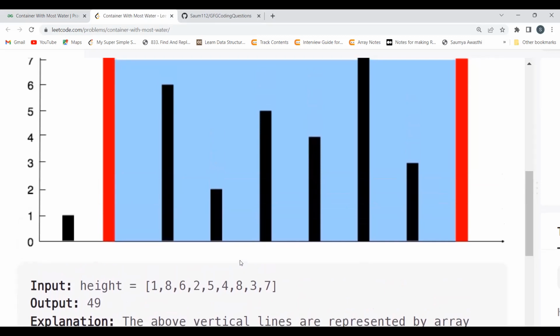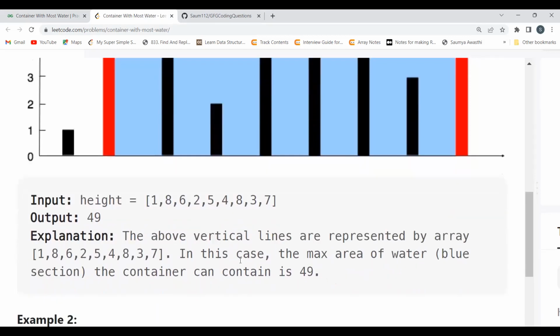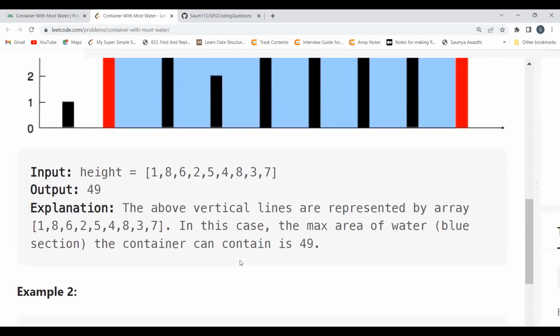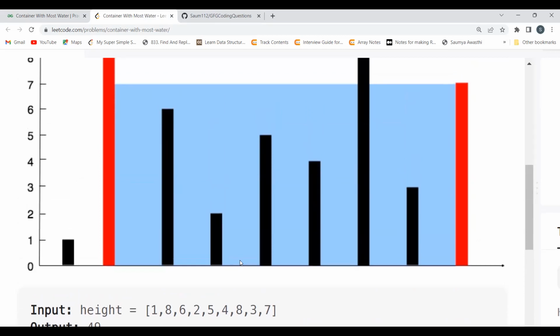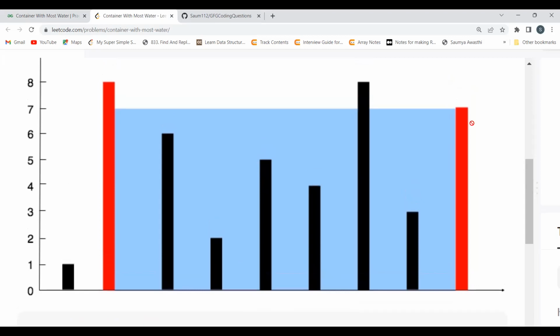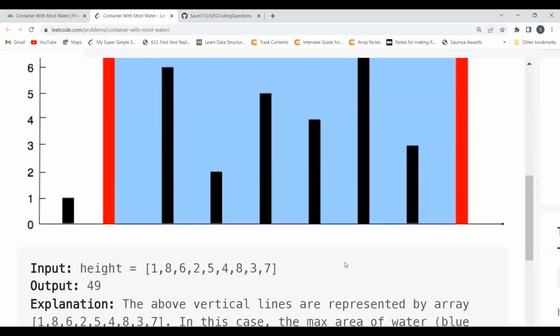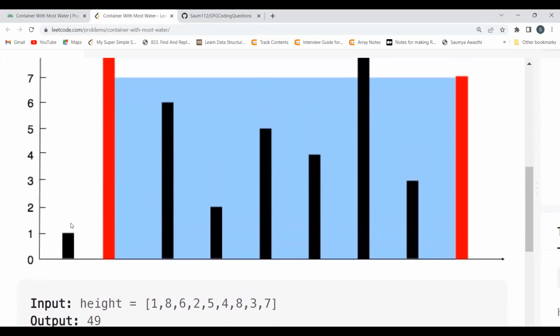Now can we do something better than this? Can we solve this problem with linear time complexity? Obviously we can. One thing to observe here is that our intention is to get the maximum area. So let's maintain two pointers: a left pointer pointing to the first element and a right pointer pointing to the last element.